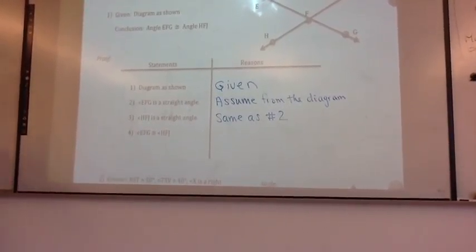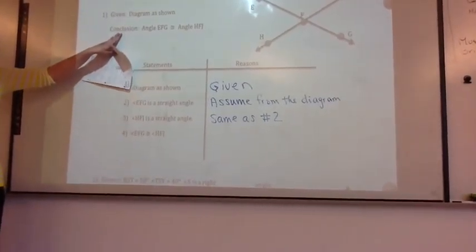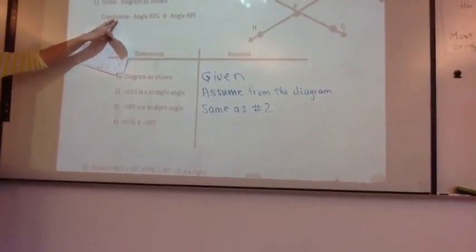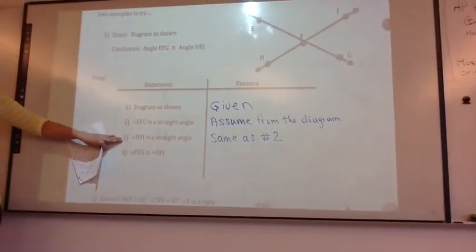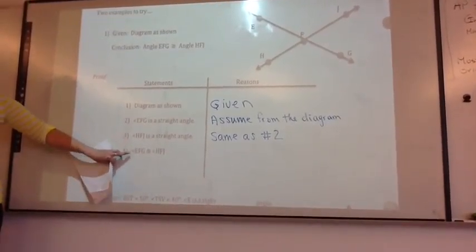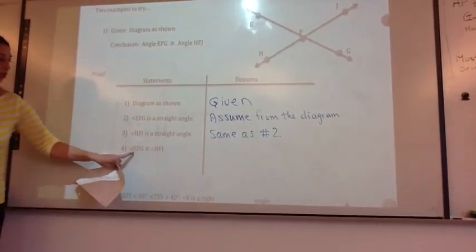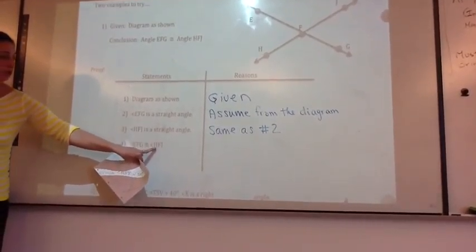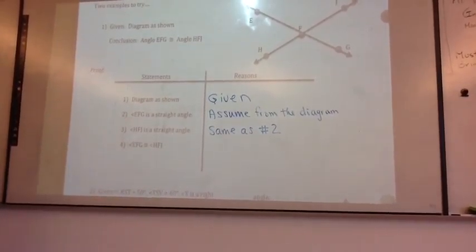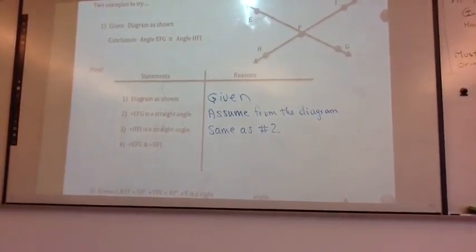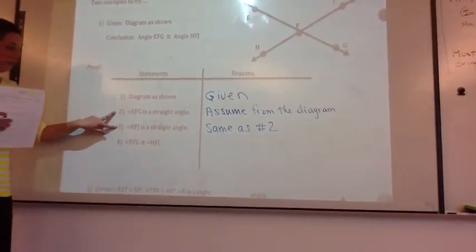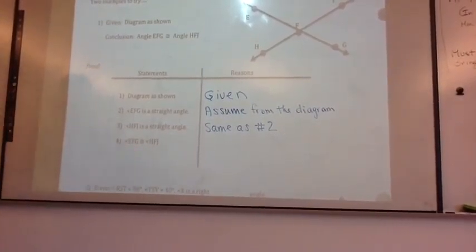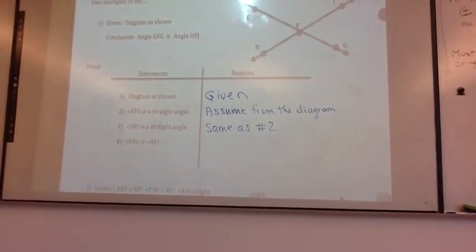And now we come to this final statement, proving our conclusion. EFG is a straight angle, HFJ is a straight angle. What reason can we give as to why EFG is congruent to HFJ? Yeah? EFG equals 180 degrees and HFJ equals 180 degrees. Yep, they both equal 180. Okay, I would take that. I wanted to try and go one level up.